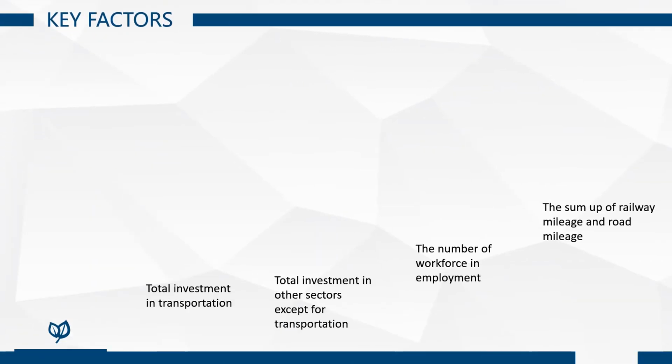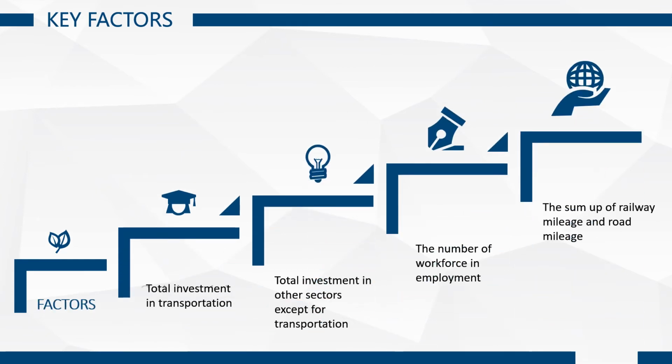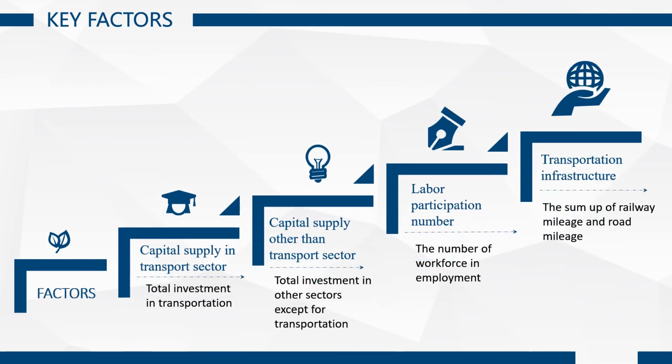Here are some key factors that affect transportation efficiency. We start with capital and labor. The capital supply in the transportation sector and in places other than the transportation sector will affect it. And labor participation also affects it. For example, if a place has a really high unemployment rate, then the transportation efficiency will decrease.